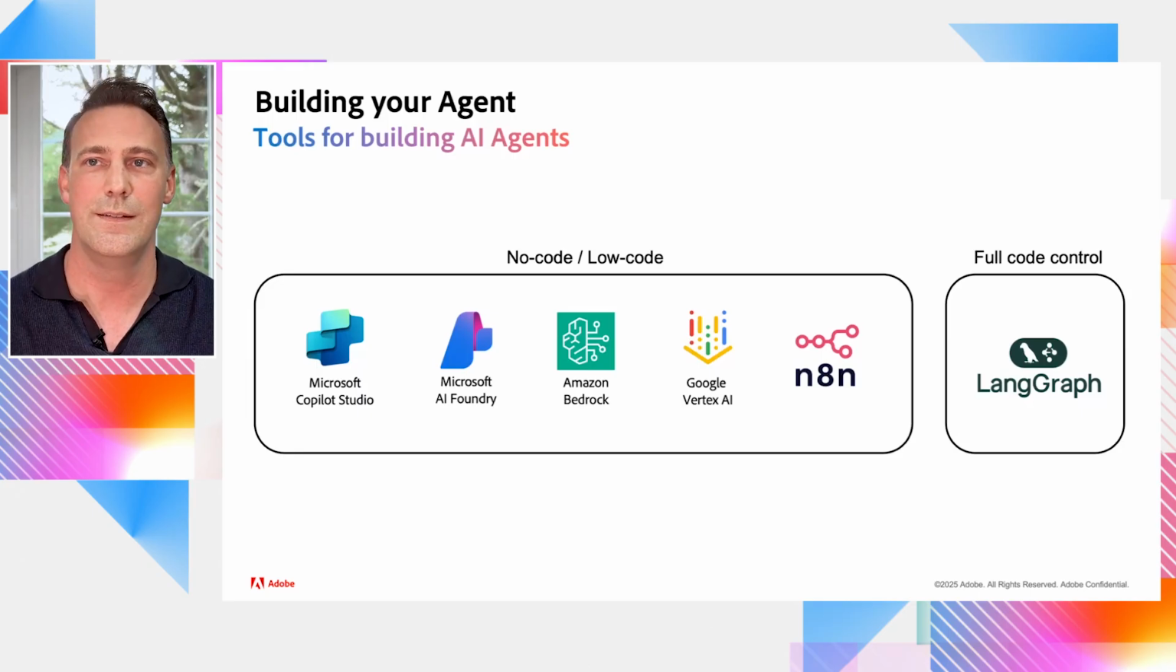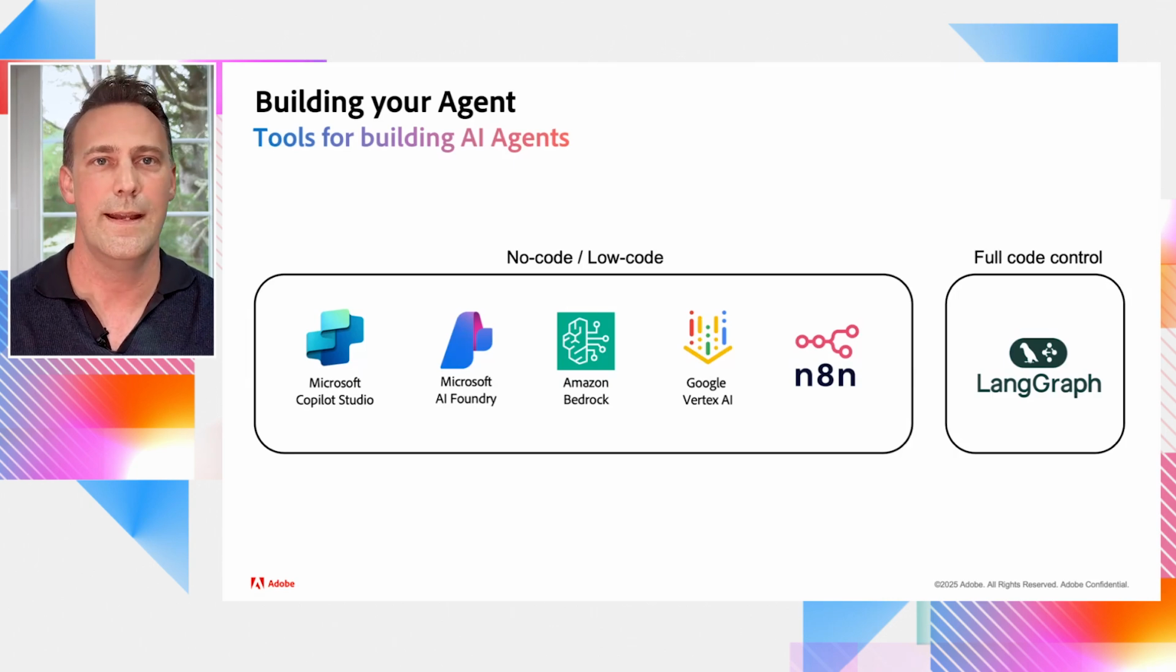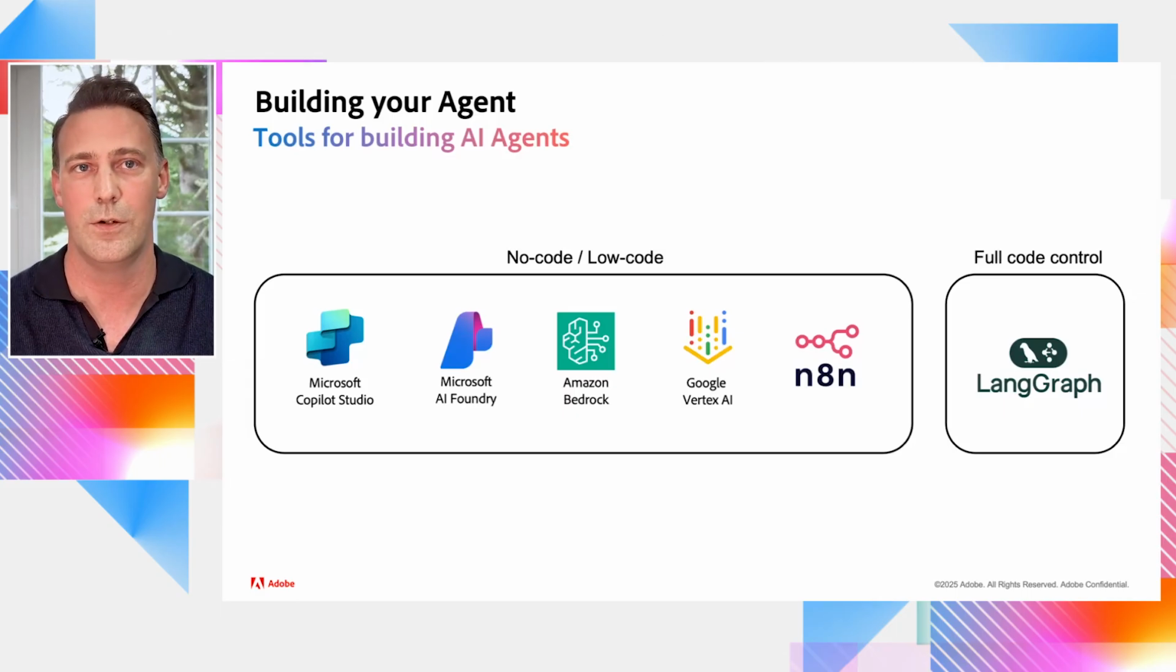They all take a slightly different approach, but most follow the same core structure. Give your agent a brain, the model, give it access to knowledge, define the instructions, and equip it with tools. On the left, we have the no-code, low-code platforms like Microsoft Copilot Studio, Microsoft AI Foundry, Amazon's Bedrock, Google Vertex, and N8N. These are great if you're looking to move fast and don't want to write any code.